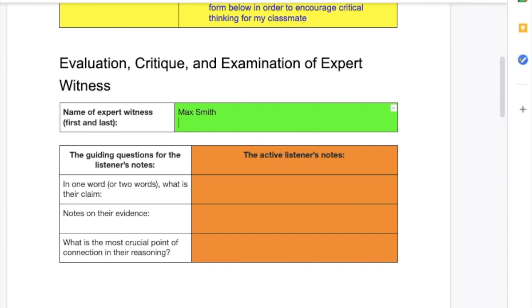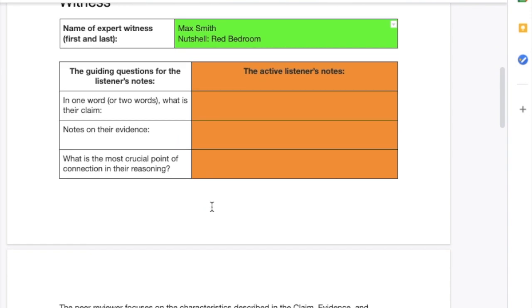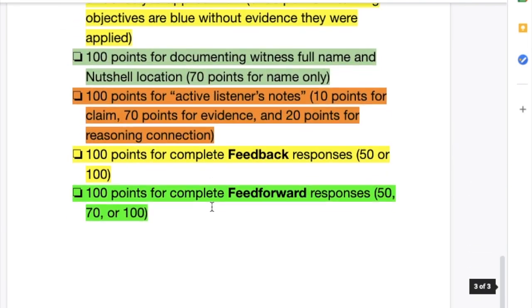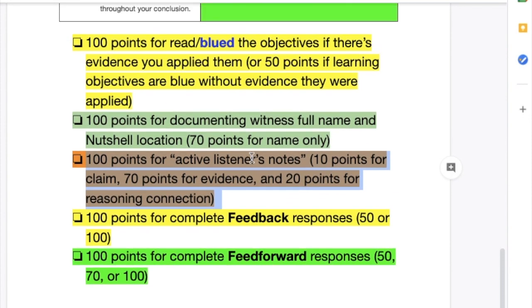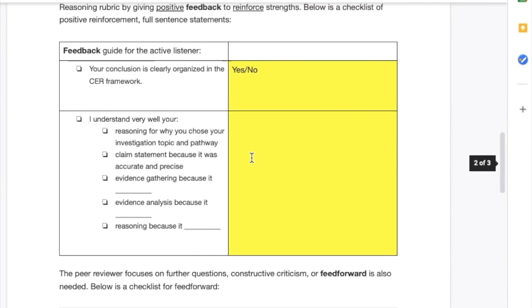For our purposes, it's going to be a nutshell. So everybody's going to have a nutshell. And then which one is it? In this case, they're sharing with us the red bedroom. And so there, I just made 100 points for this one right here: 100 points for documenting witness, full name, and nutshell location. Okay, next is the orange: 100 points for active listener notes, 10 points for claim, 70 points for evidence, and 20 points for reasoning connection.